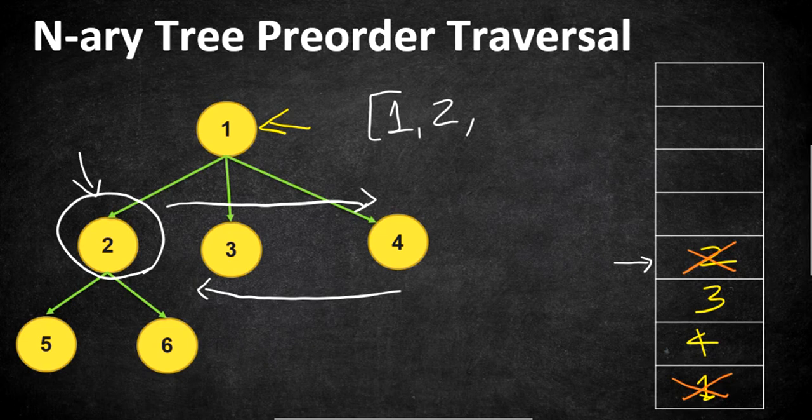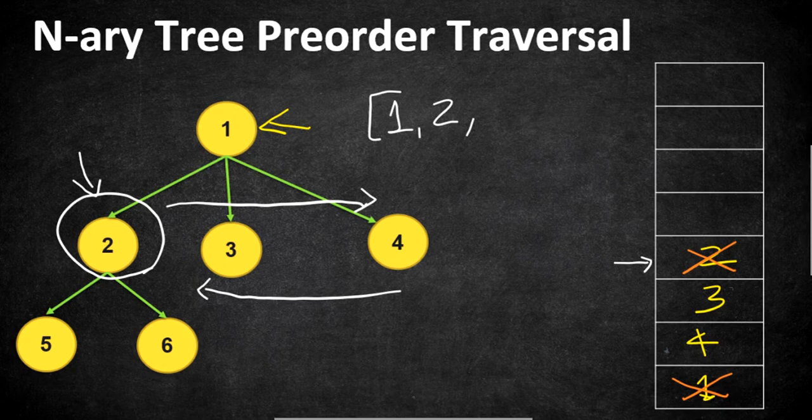So now it's time to explore 2's children. We are going to check whether 2 has any children because as per pre-order we have to visit the children and then move on to the right node or the sibling node. So now we are exploring its children. We have 5 and 6.